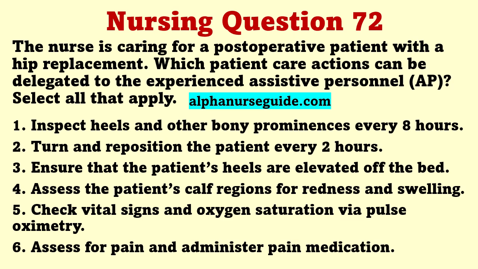The correct answers are 2. Turn and reposition the patient every 2 hours. 3. Ensure that the patient's heels are elevated off the bed. And 5. Check vital signs and oxygen saturation via pulse oximetry. Rationale: The AP scope of practice includes repositioning patients and checking vital signs, and an experienced AP would know how to check pulse oximetry and elevate the patient's heels off the bed. Assessing and inspecting patients is more appropriate to the educational level of the professional nurse.